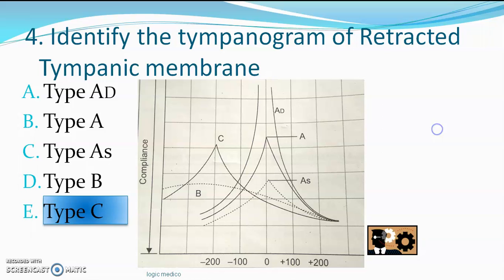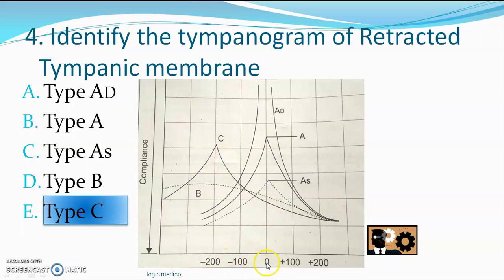Time is almost up. If you are told type C, then you are told the correct answer. So what is this type C? You can see the compliance of this tympanic membrane has been improved. So when does the compliance of the tympanic membrane improve? When the tympanic membrane is pulled inwards, that is, retracted tympanic membrane.